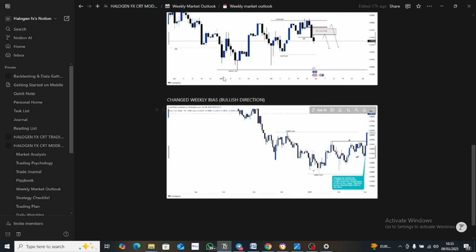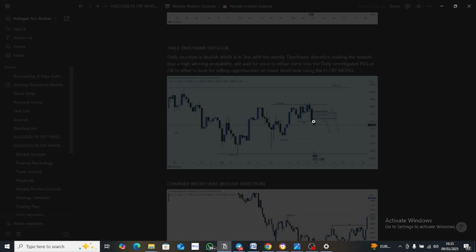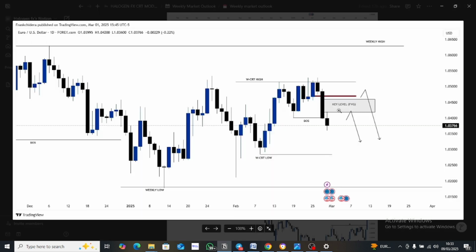So I went on my daily time frame. I said the daily structure is bearish, which is in line with the weekly time frame, therefore making the bearish bias a high winning probability. We'll wait for price to either come into this daily unmitigated LVG or OB in order to look for selling opportunities on the lower time frame using the CRT model. You can see the image. Look at where I was looking to sell from my weekly perspective.